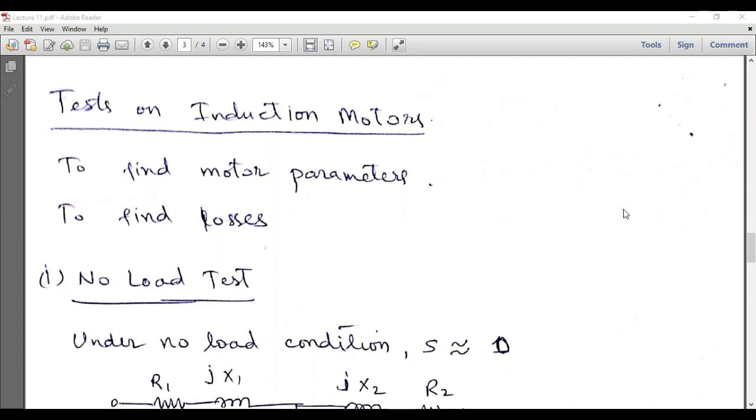In today's lecture, I am going to discuss various tests which can be performed on induction motors. The purpose of performing these tests on induction motors is, first, to find the motor parameters, and the second purpose is to find the losses which are taking place across the motors.